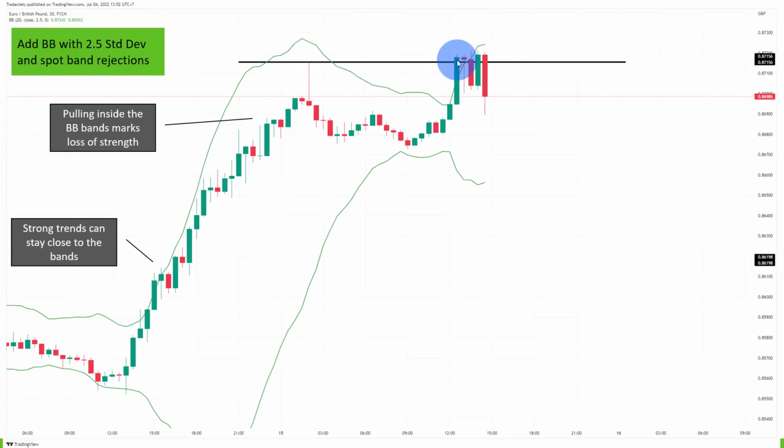So Bollinger Band spikes are often traded by reversal traders. Or if you're a trend trader, you can use them as a way to take profits when you start seeing rejections here at the outer bands.